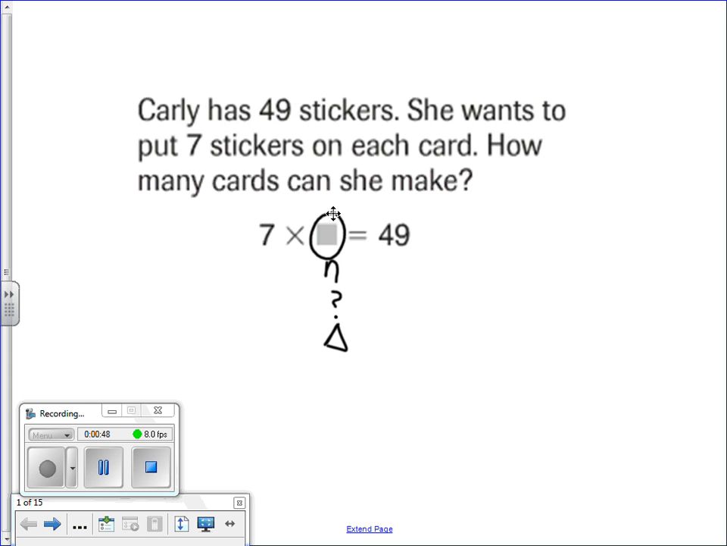Jojo? 7 is correct. How'd you figure it out? I counted 7, 14, 21, 28, 35, 42, 49, and I had 7 fingers up. Awesome. So Jojo skip counted, putting up a finger each time he skip counted. And he wound up with skip counting by 7s 7 times.